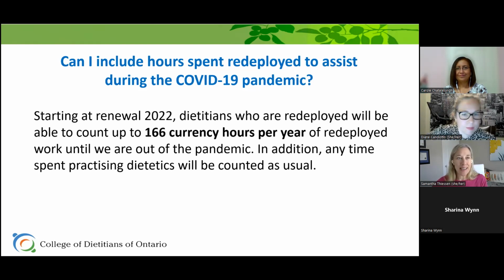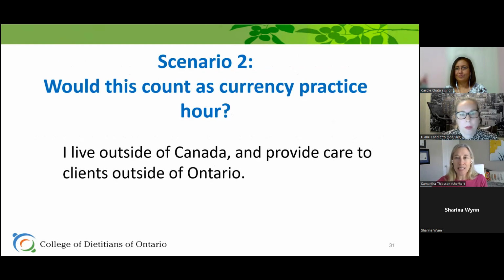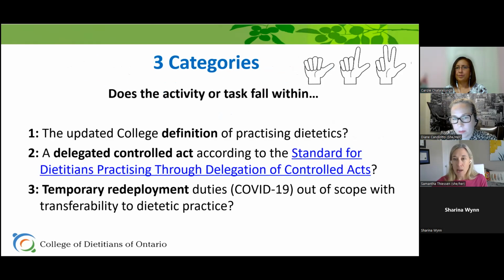So on our next slide, we're going to talk about a second scenario. Would this count as a currency practice hour? The scenario is, I live outside of Canada and provide care to clients outside of Ontario. So we'll go to the next slide just to apply those 3 categories that Diane went through with you. Let's look at these categories one more time: our revised definition of practicing dietetics, does it fall as a controlled act, or does it fall under temporary redeployment duties because of COVID-19?